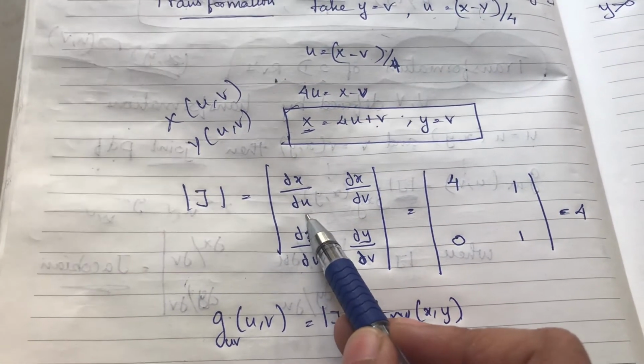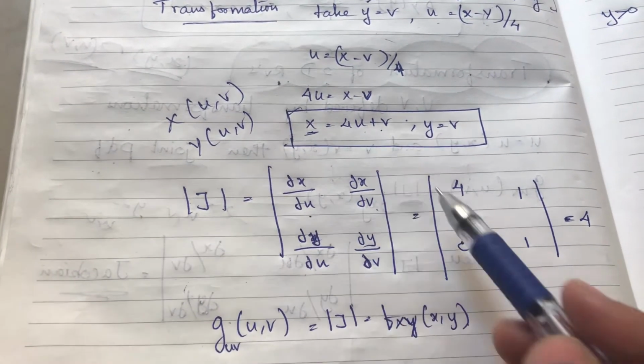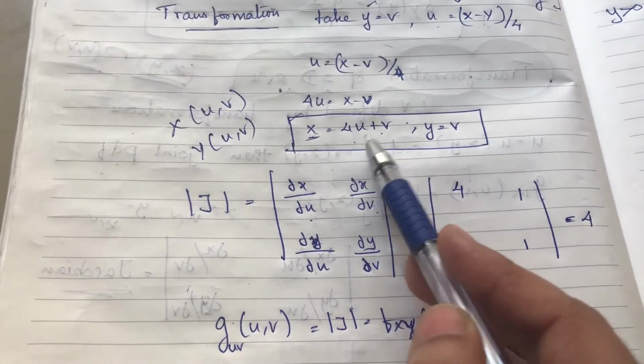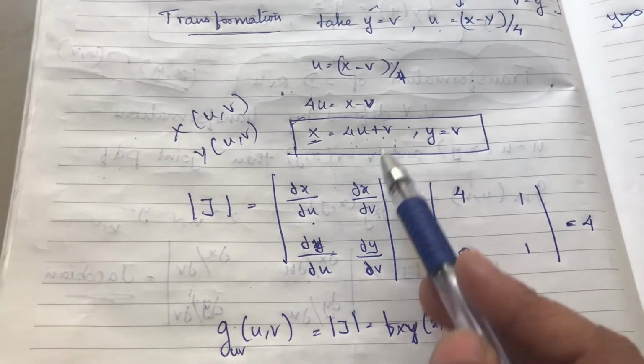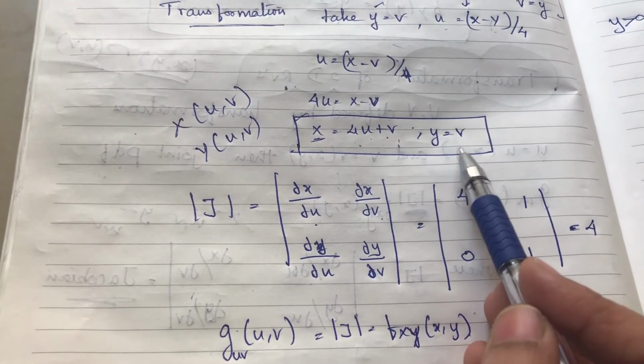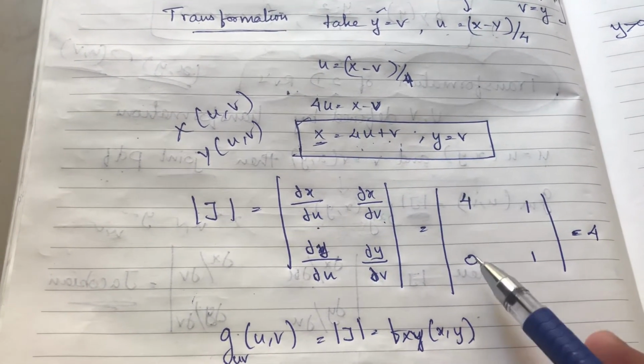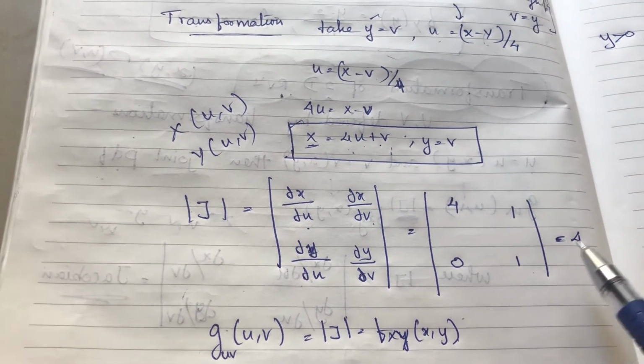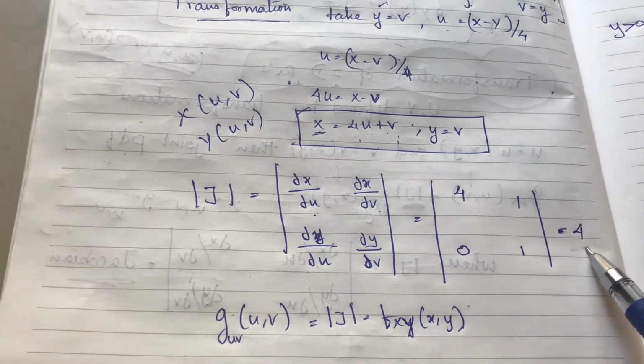Dou x by dou u, dou x by dou v. So I need to differentiate it with respect to u, v. Here 4, here 1. And then again this part, there is no u part here, so it will be 0. And the v part is 1. You can get the value as 4.